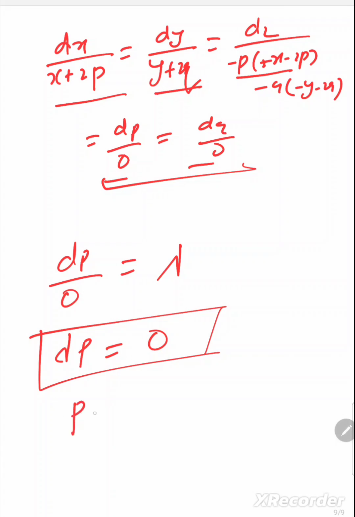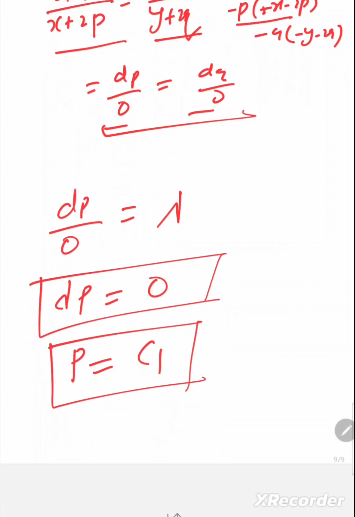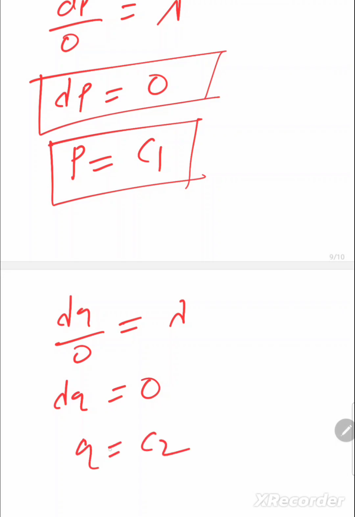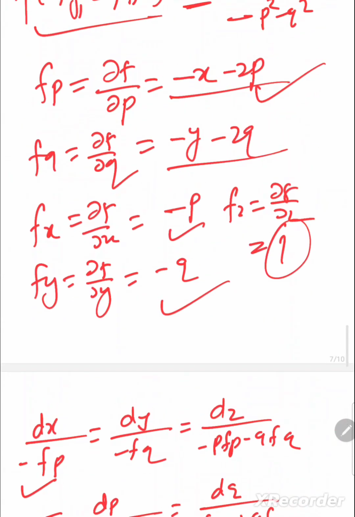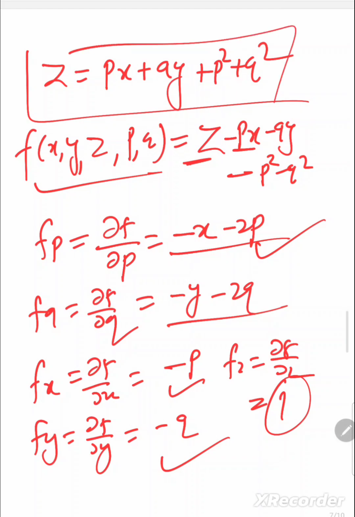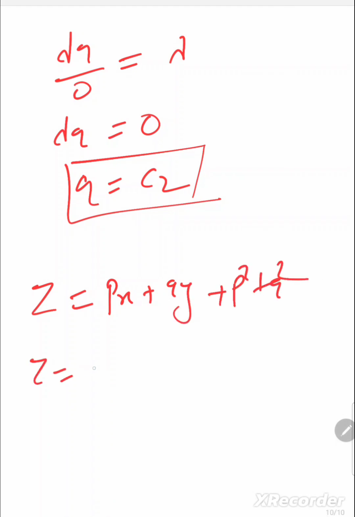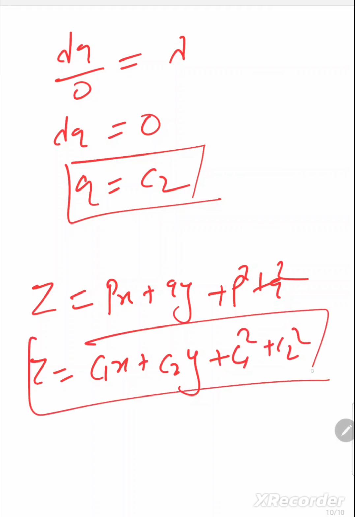So integrating, it will be p equal to c1. Okay, now similarly we can take dq equal to 0. Now dq equal to 0, and again integrating, it will be q equal to c2. Now put these values of p and q in this equation. What is the equation? The original equation is z equal to px plus qy plus p square plus q square. Now z equal to c1 x plus c2 y plus c1 square plus c2 square. This is the complete solution of the required equation, where you know that c1 and c2 are arbitrary constants.